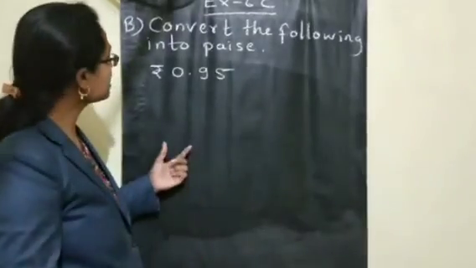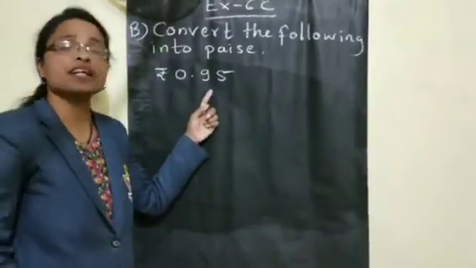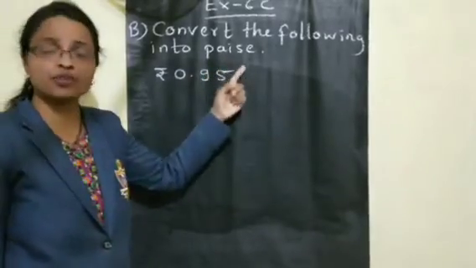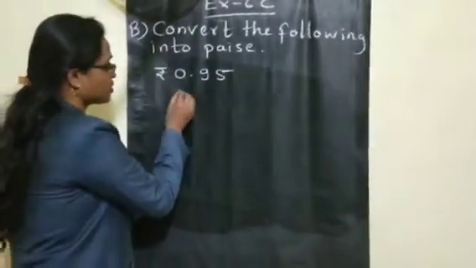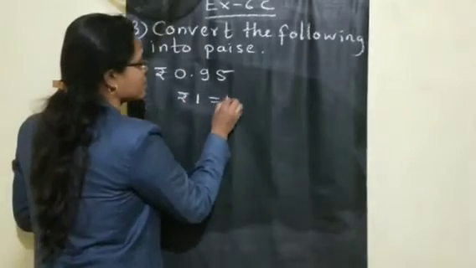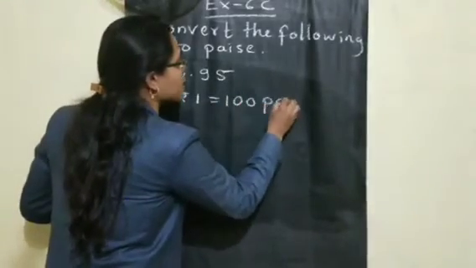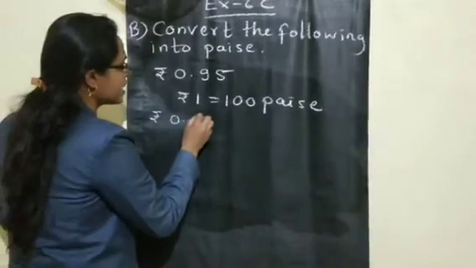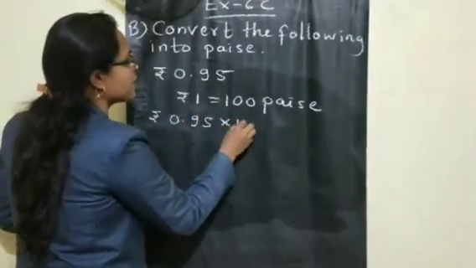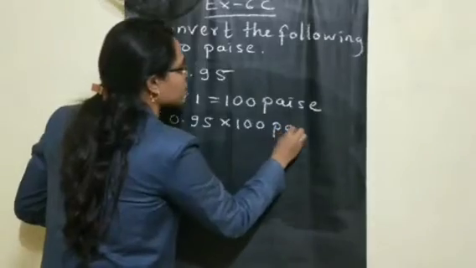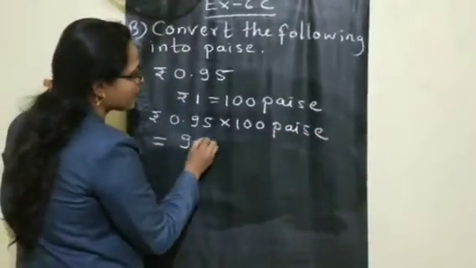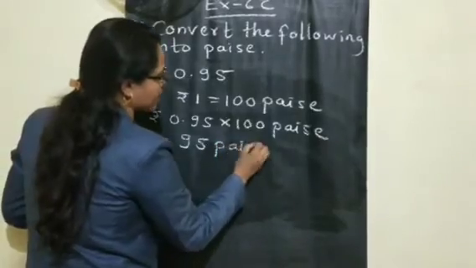One more example, children. Rupees 0.95. Again the same, we have to convert into paise. So, rupees 1 is equal to 100 paise. So, rupees 0.95 multiplied by 100 paise, automatically we will get 95 paise.